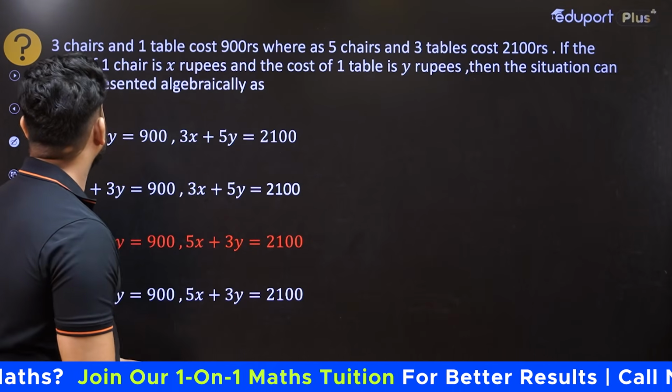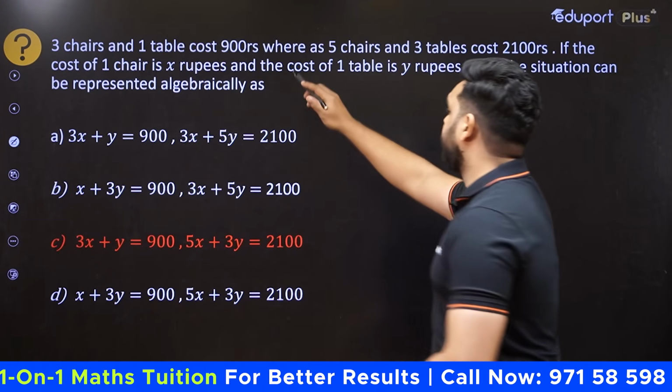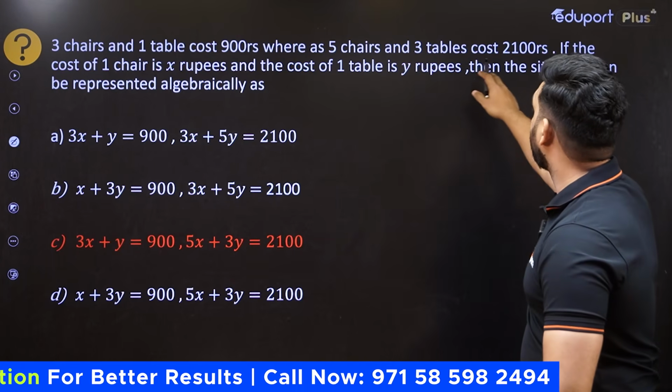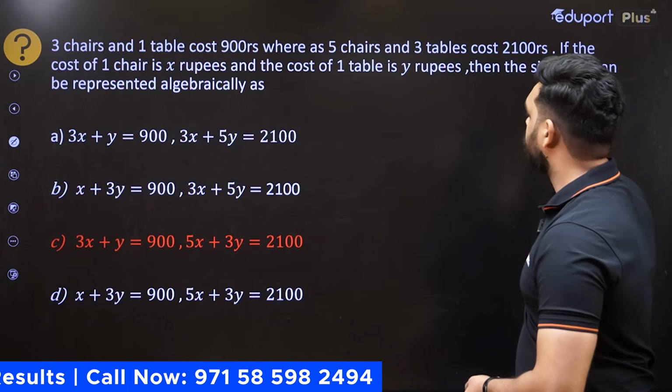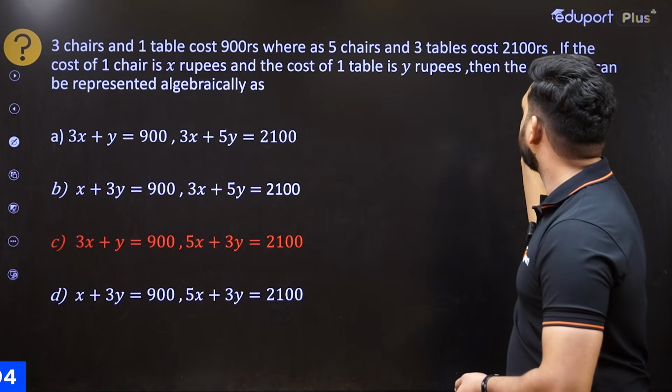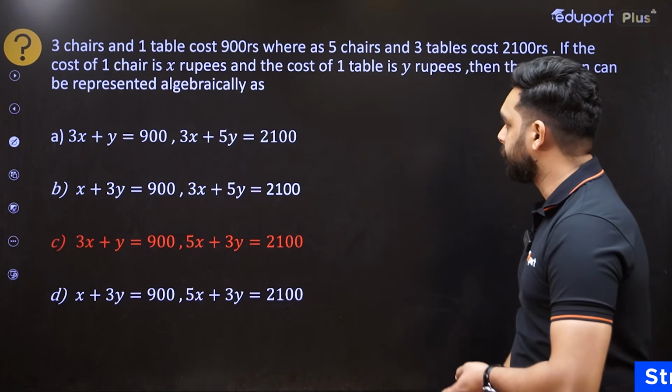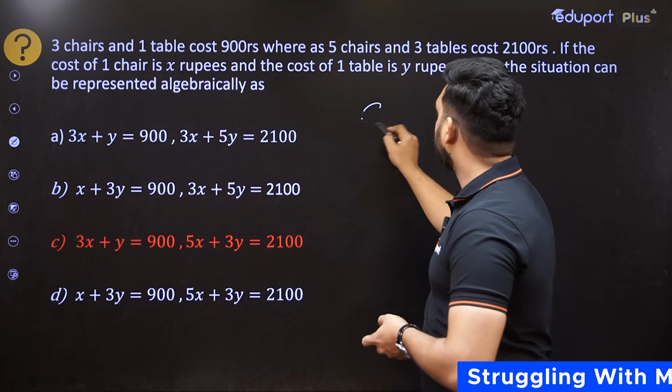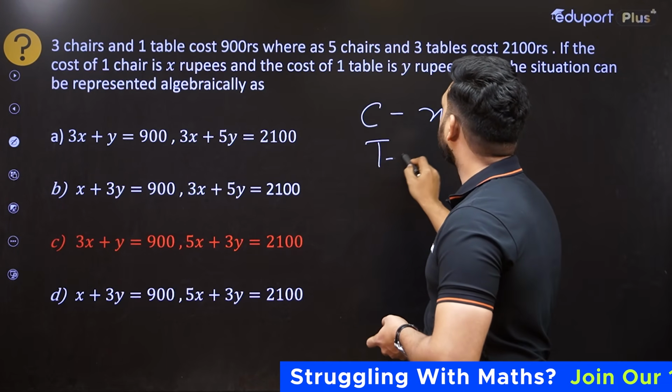So 3 and 7 will be the numbers, so the greater value will be 7 and the lesser value will be 3. 3 chairs and 1 table cost 900 rupees, whereas 5 chairs and 3 tables cost 2100 rupees. If the cost of 1 chair is x rupees and cost of 1 table is y rupees, then the situation can be represented algebraically as. Okay, chair is taken as x and table is taken as y.